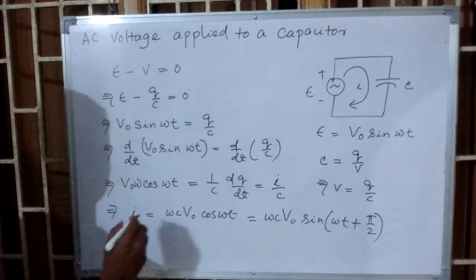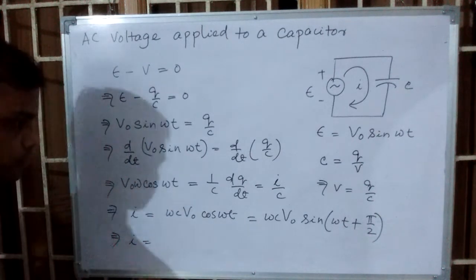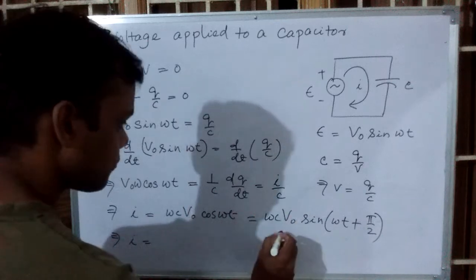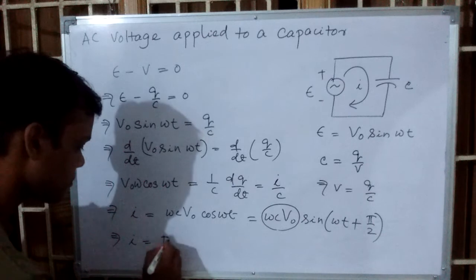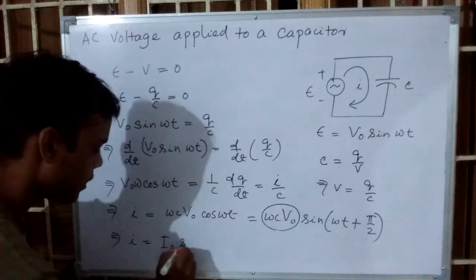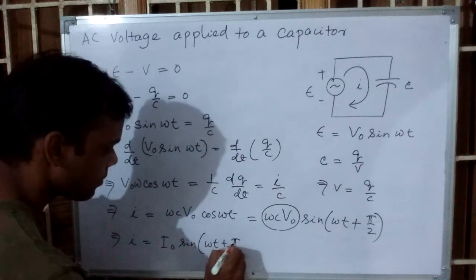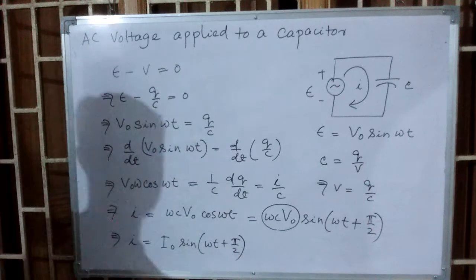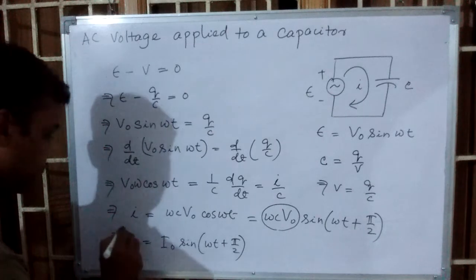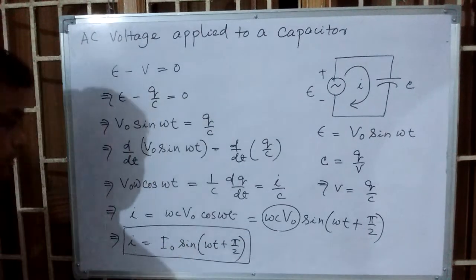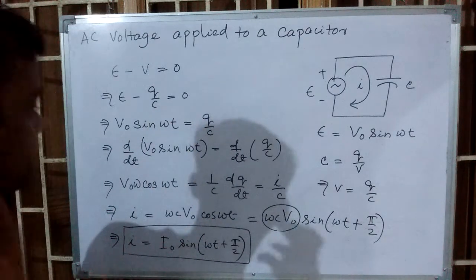Okay. Now I is equal to, final expression, this term can also be written as I naught sin omega t plus pi by 2. Now this is the complete current expression for the circuit. Okay. Now what is the observation here?